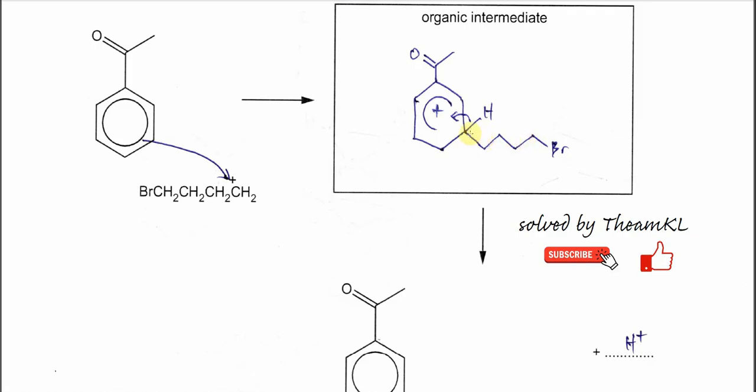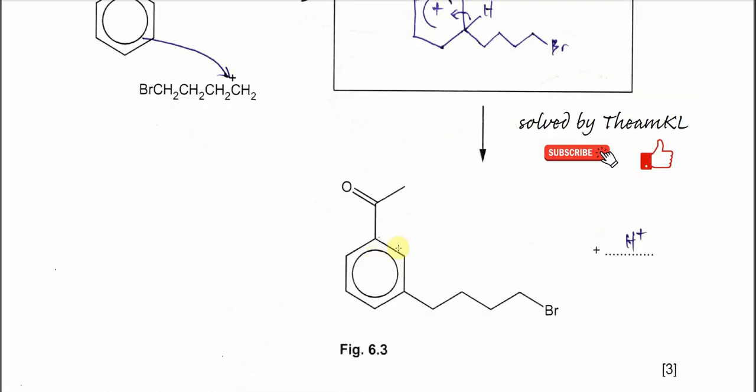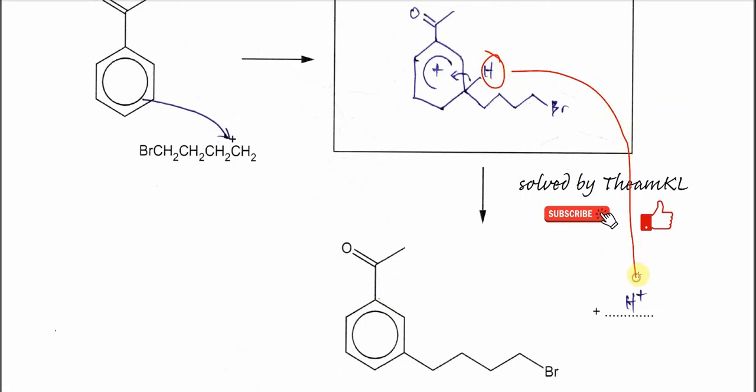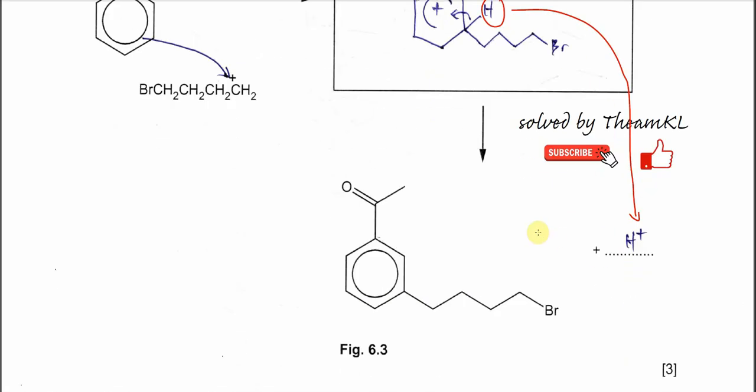Another one, you need to draw one arrow from the CH bond, pointing back into the ring, to show that this pair of electrons will move into the ring and restore the benzene ring. Eventually, it will form this compound. Of course, this hydrogen will be removed as a proton, right? So this is an electrophilic substitution.